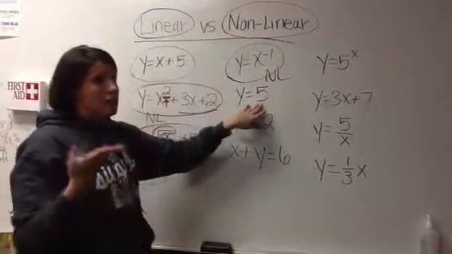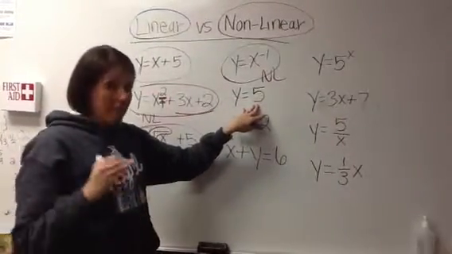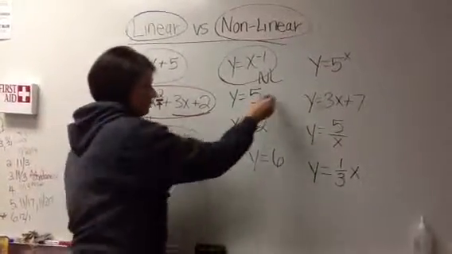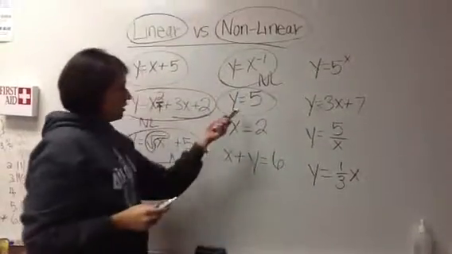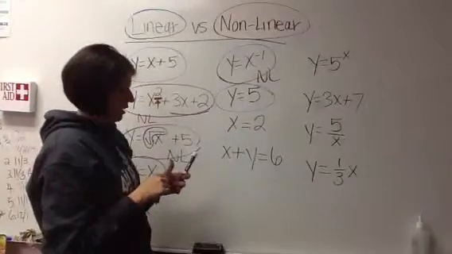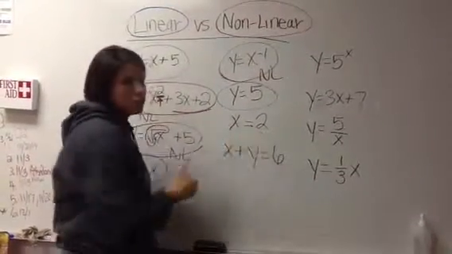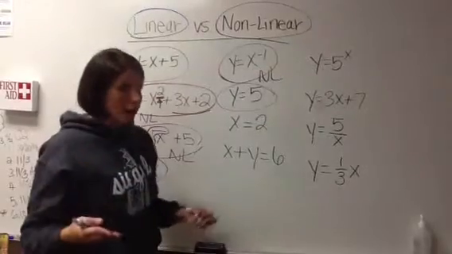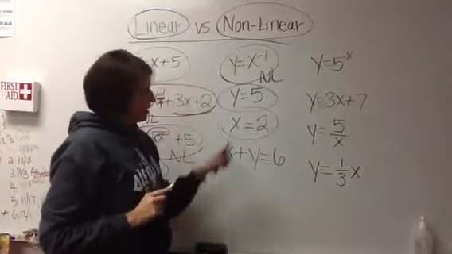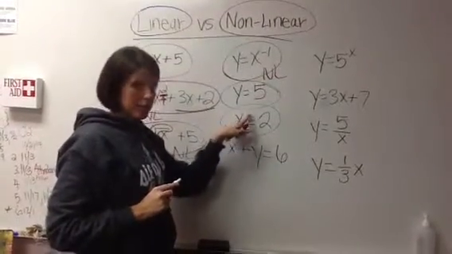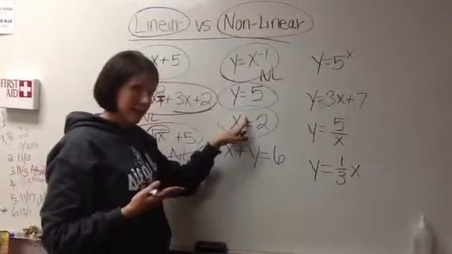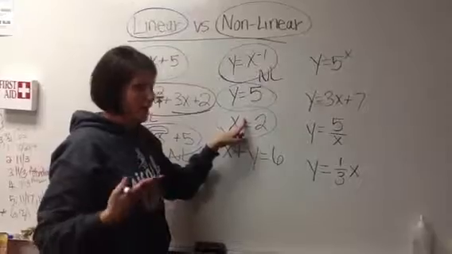y equals 5. There is no x in this equation. That's okay. You can have that. That is still linear. Again, it's okay to not have an x. It's still going to be linear. The next one, x equals 2. It's okay to not have a y. It's still going to be linear, as long as there's not an exponent on this x other than 1. And the 1 there is just assumed. It's not written there, but there is an exponent of 1 on the x.